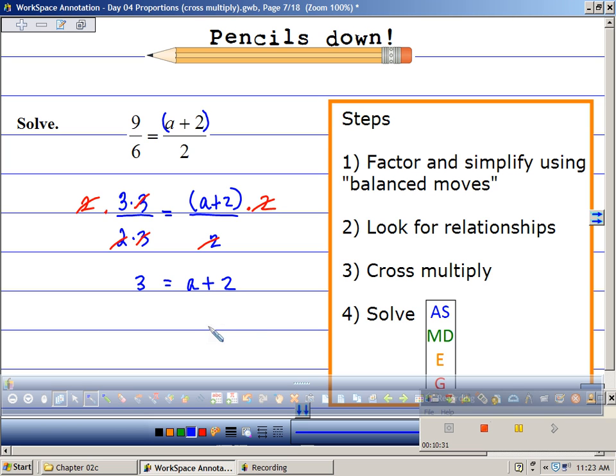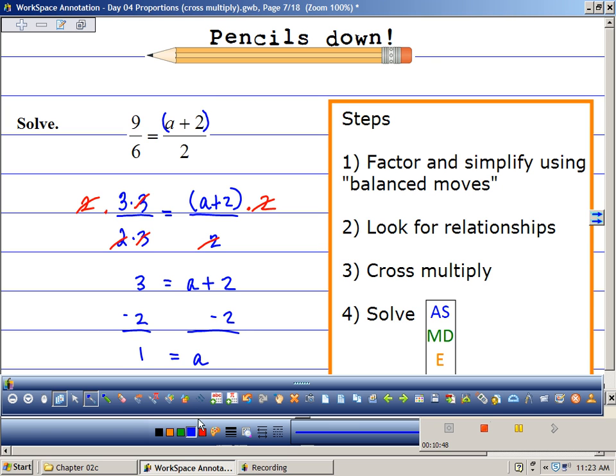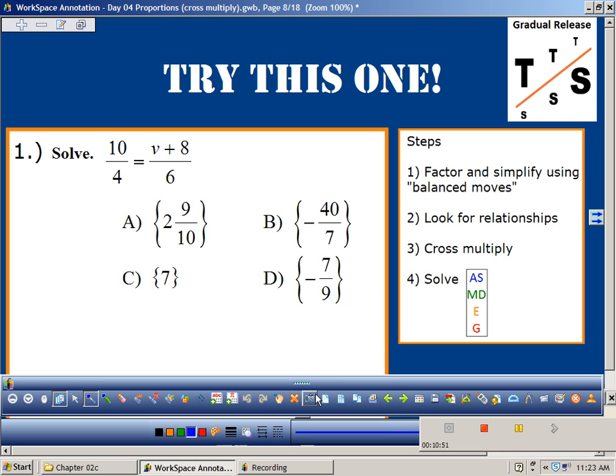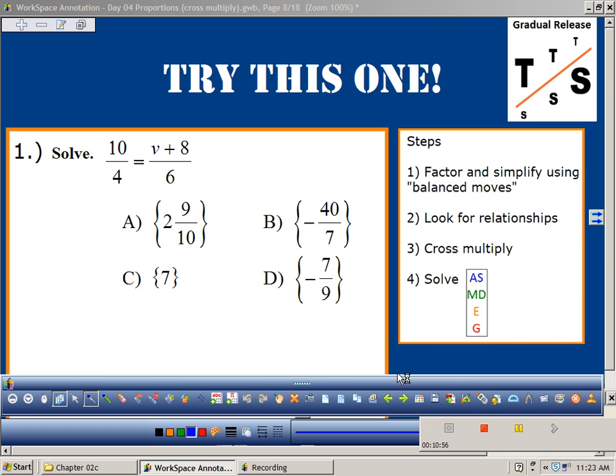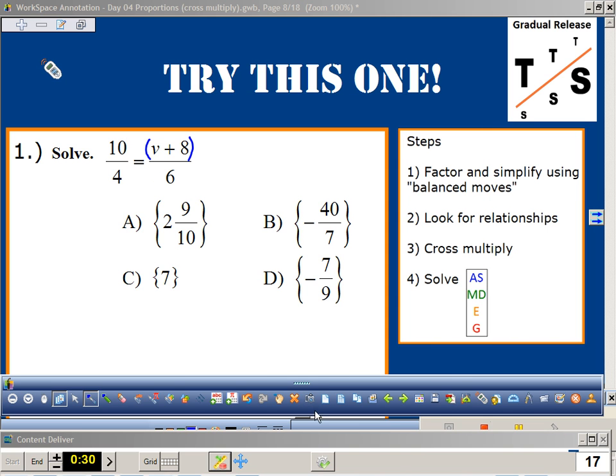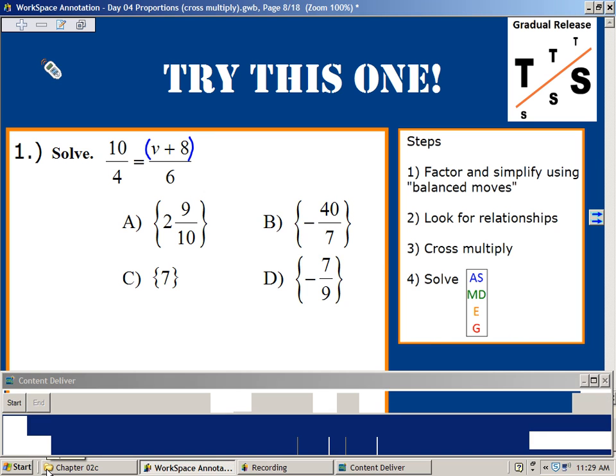Do you like factoring now? Still not convinced? Subtract both sides by 2. A equals 1. Let's try another one. You guys try this one. All right, let's see how you guys did.